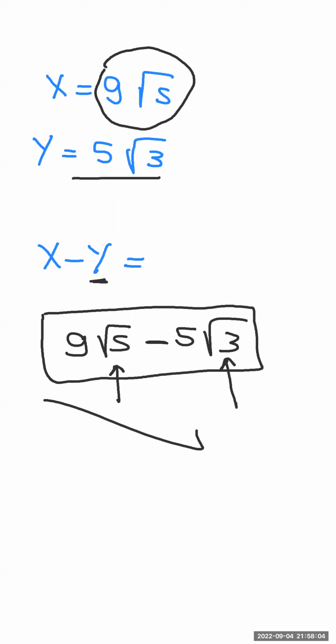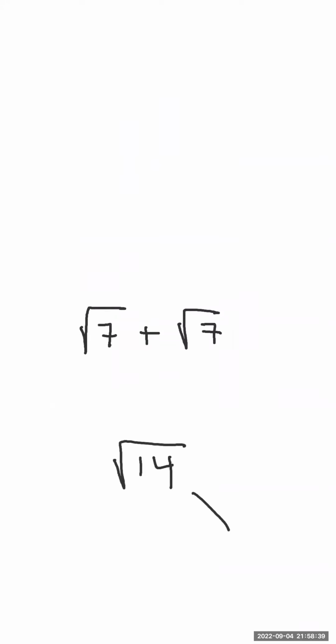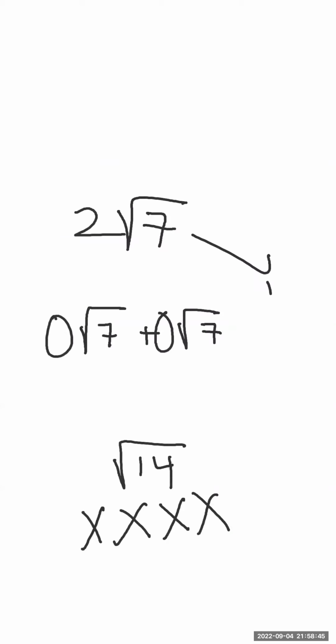By the way, guys, never add or subtract different roots. Never. It's like adding or subtracting x plus y or x minus y. Of course, we can't do that. Also, one confusing question, like the one I solved at first: square root of 7 plus square root of 7. Never say that it is square root of 14. Fatal mistake. Here 1, here 1, square root of 7, so 2 square root of 7. Correct? Okay. One more question.